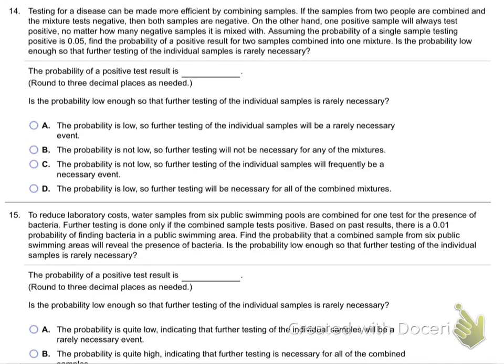A lot of words there. There's a lot of words for our math class in here, isn't it? Testing for a disease can be made more efficient by combining samples. Did we do a combining samples problem before? No? Okay. Combining samples. This is real life. This is what they do. If the samples from 2 people are combined and the mixture tests negative, then both samples are negative.